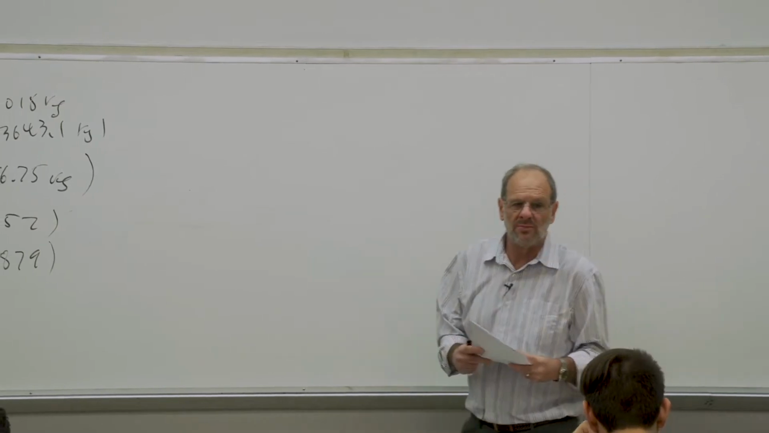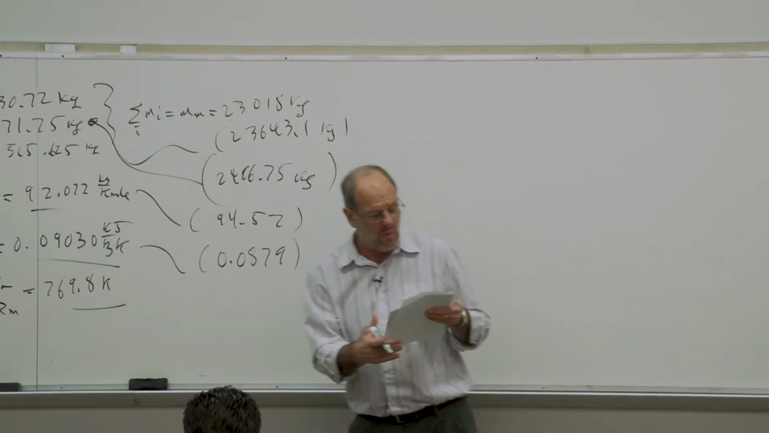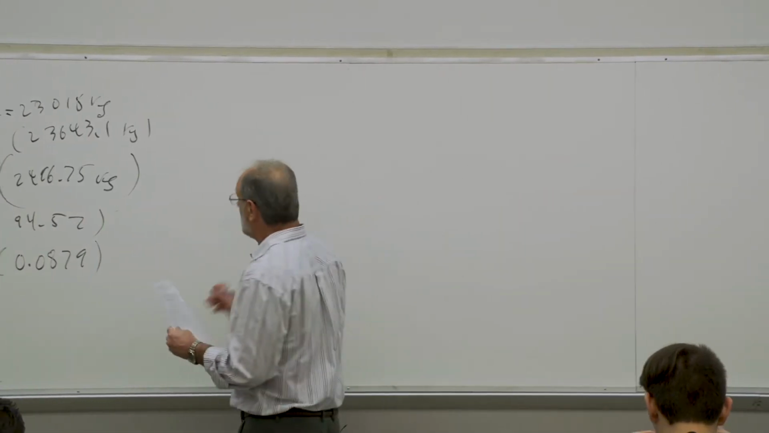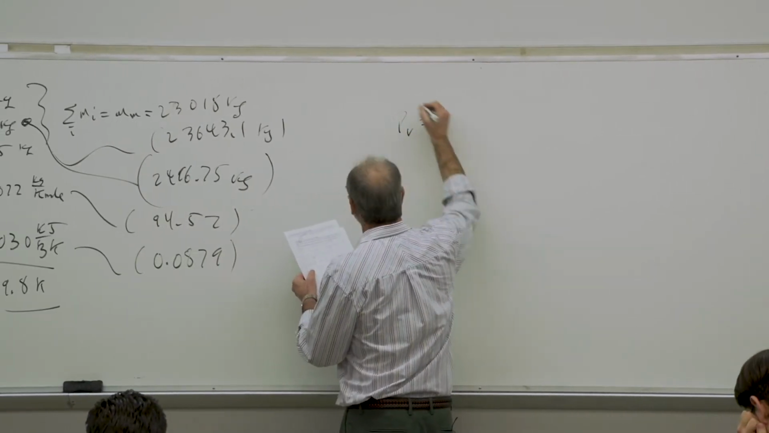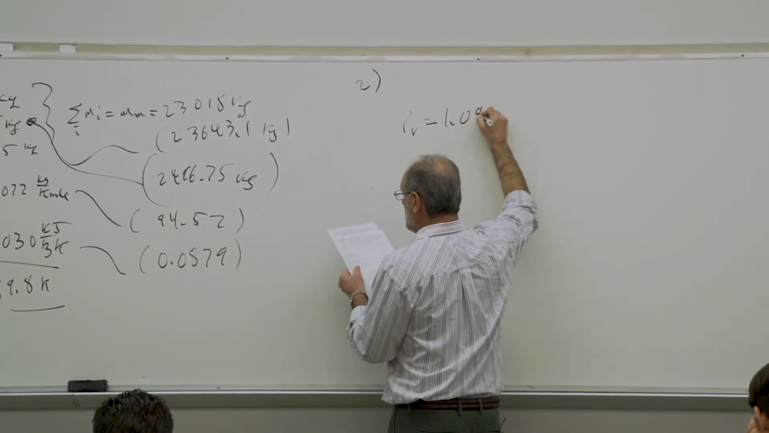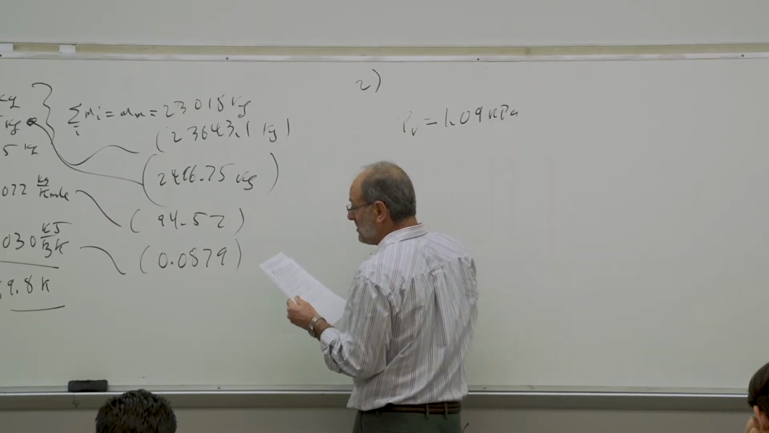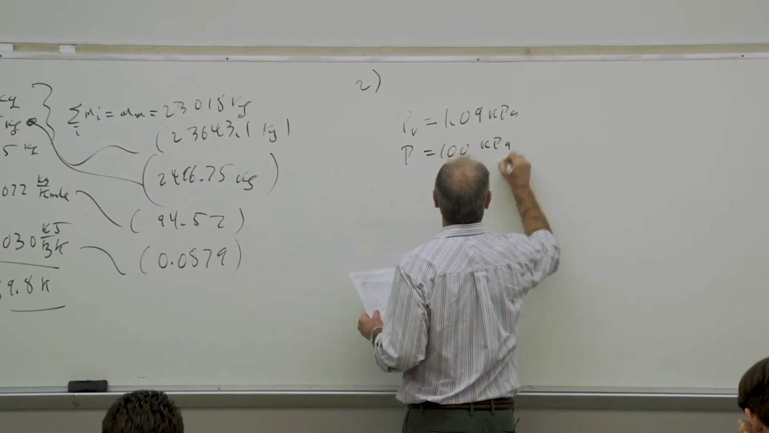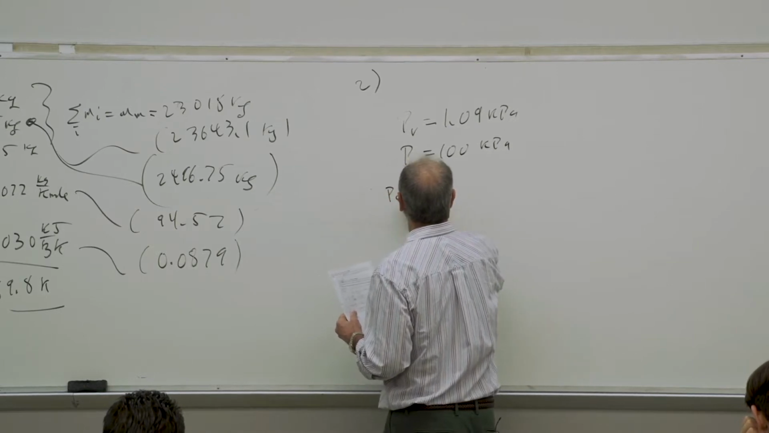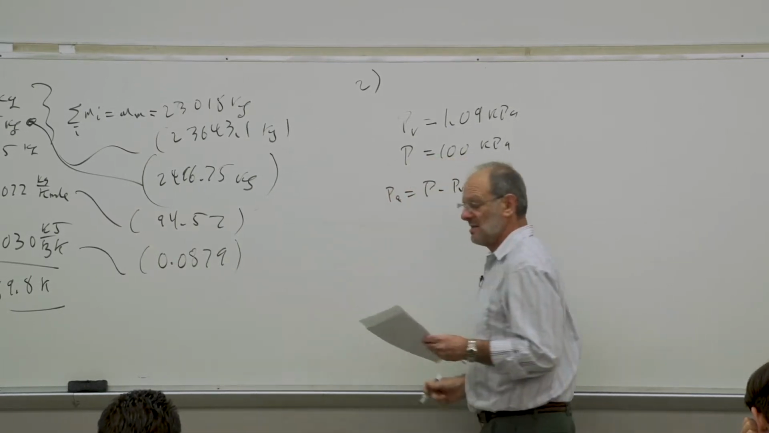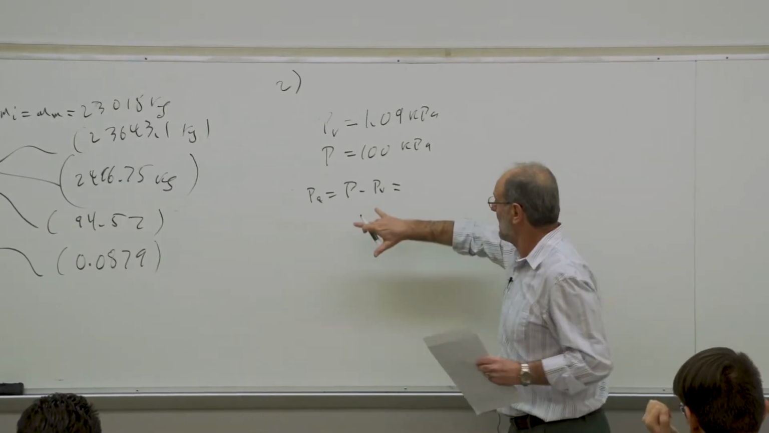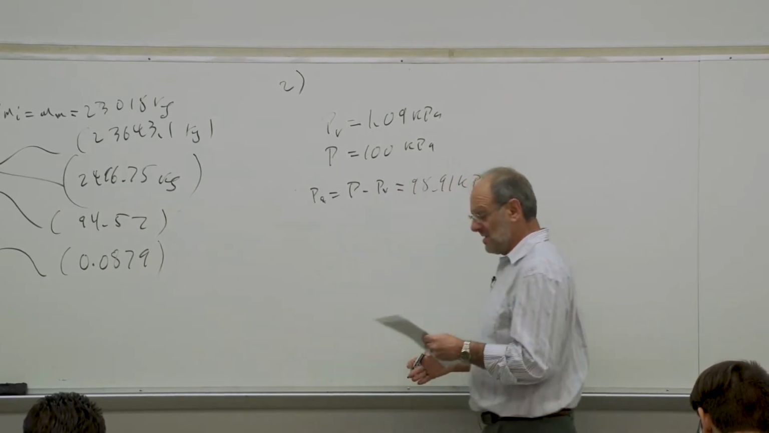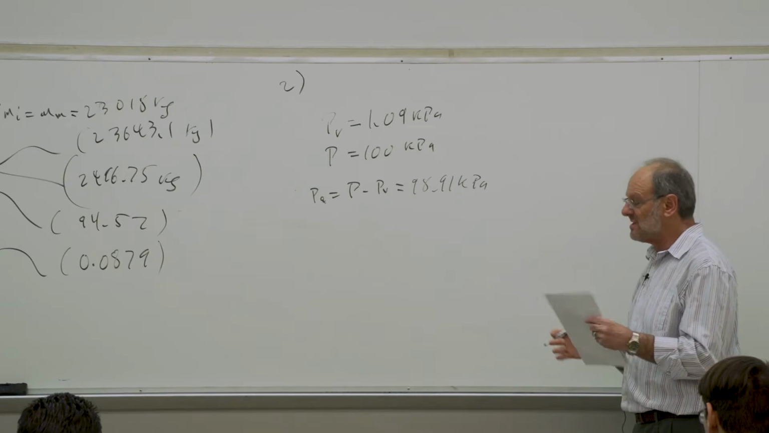Okay. Problem number 2 is an atmospheric air problem where you're simply required to find various values like the relative humidity, absolute humidity, et cetera, et cetera. So you're given in the problem statement the partial pressure of the water vapor as 1.09 kilopascals. You're also given the total pressure of the atmospheric air, so that's P of 100 kilopascals. And to find the partial pressure of the dry air, we just have to subtract the partial pressure from the total pressure. So we get 98.91 kilopascals.